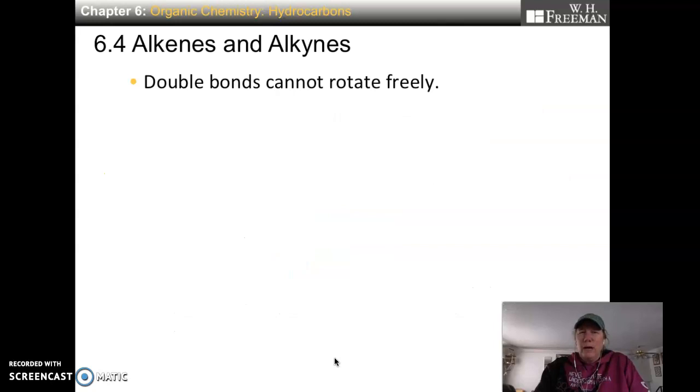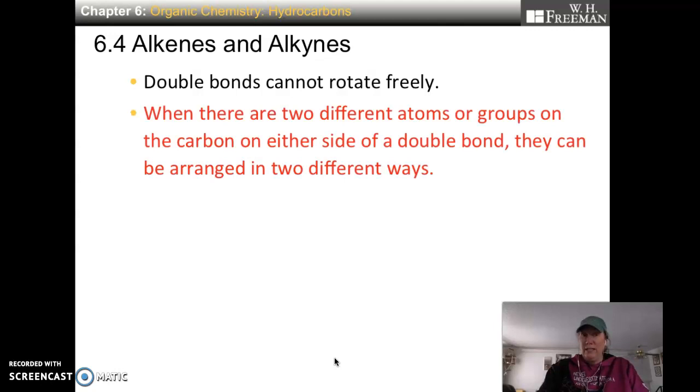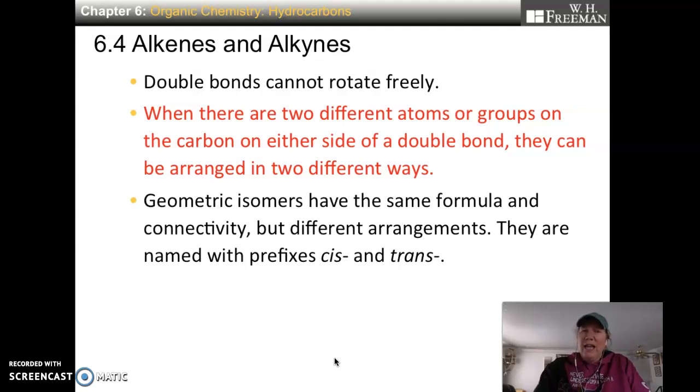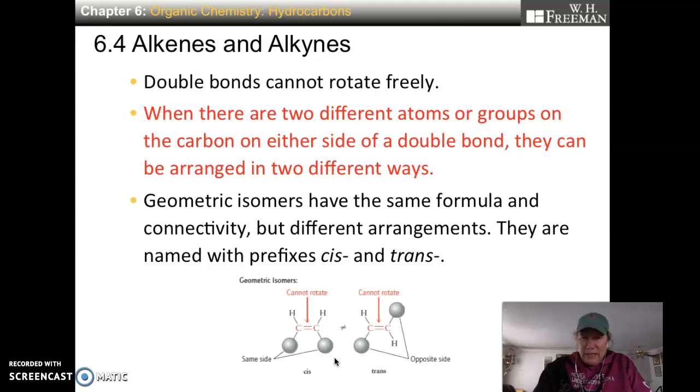One thing to remember about double bonds: when we had single bonds, they could rotate, like an axle, but now you're putting 2 there. So now they're stuck. They can't rotate. If you take 2 structures and move what's on either side of the double bond, they can be arranged in 2 different ways and have different names. Again, they're isomers of each other. They have the same formula, but different arrangements.